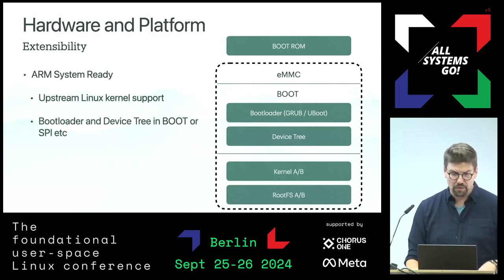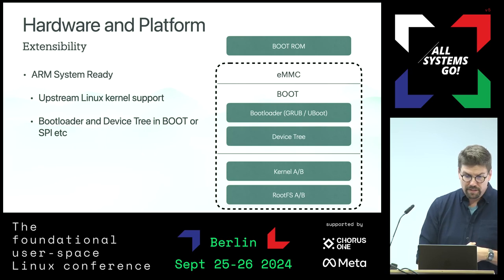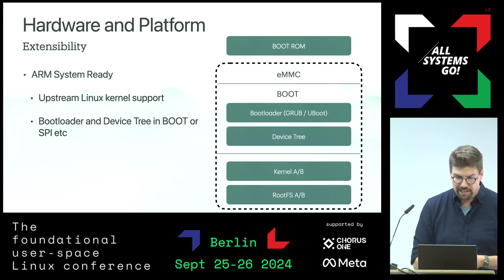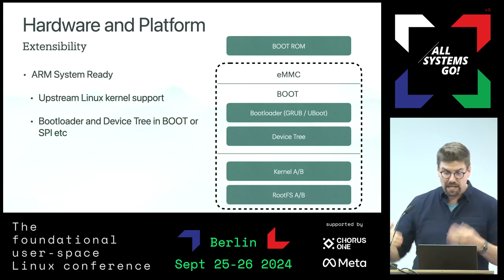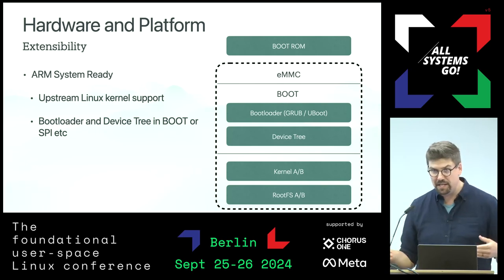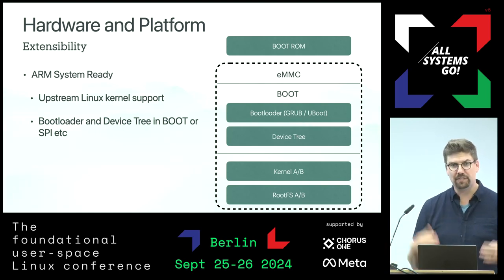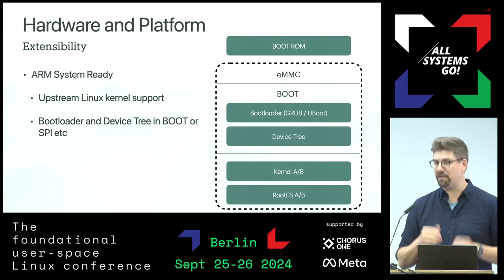This means that we can use upstream Linux kernel support, and everything is sort of consolidated. From there, we use A/B root partitions and A/B kernel loading areas. This is for integrity, so that we can ensure that we have a warm spare to fail back to.